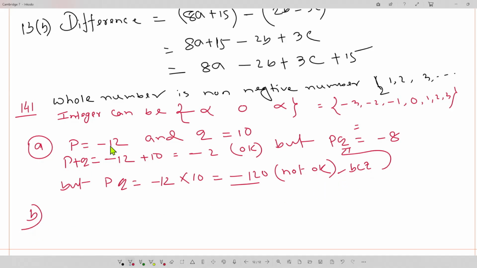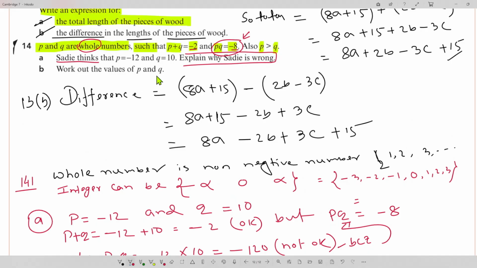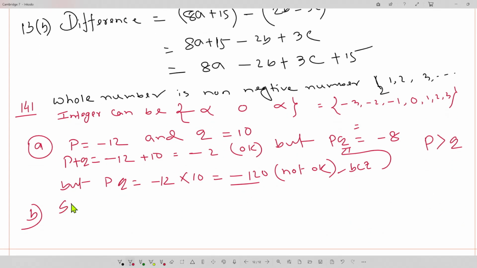Number B. Work out the values of P and Q. Look, here is also mentioned P greater than Q. So P should not be less than Q, right? So in this case we can say P equals 2 and Q equals minus 4.